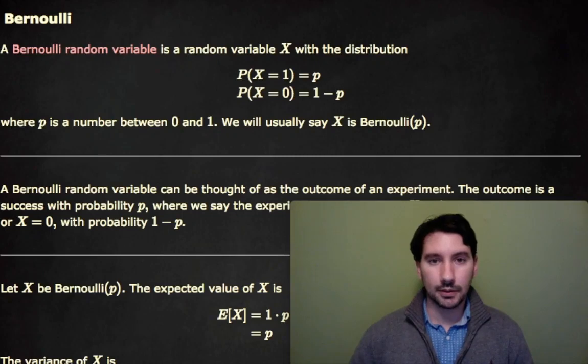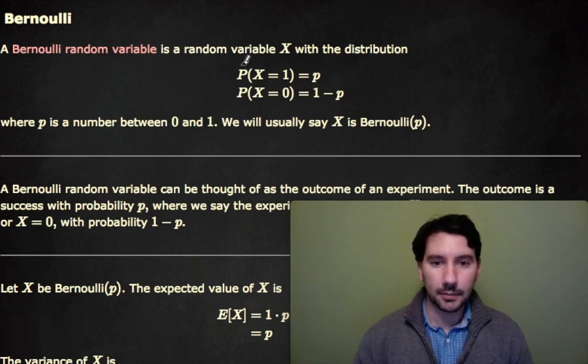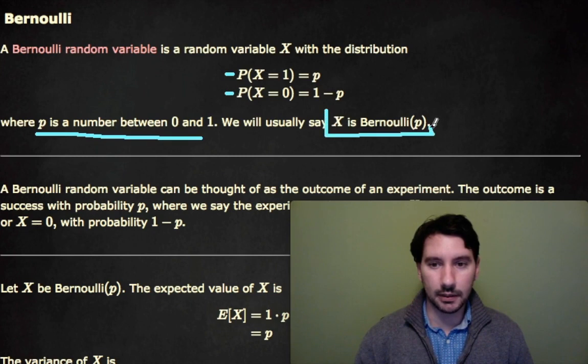In this lesson, we're going to talk about the Bernoulli, the binomial, and the geometric distributions. They're all related, so I've lumped them together in one lesson. A Bernoulli random variable is a random variable x with the following distribution. The probability that x equals 1 is p, and the probability that x equals 0 is 1 minus p for some p between 0 and 1. And for such an x, we say that x is Bernoulli p.